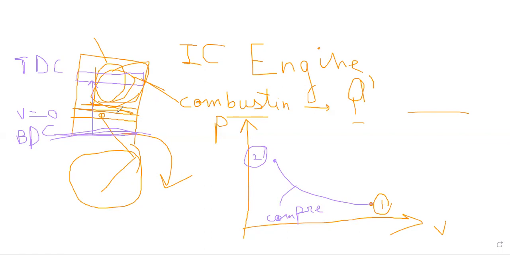In real life, combustion will take some time, and heat will not be released in an instantaneous way. But because it's so fast, we can model the combustion process as a process at constant volume. So from 2 to 3, we have a big rise in pressure and of course in temperature at constant volume. You can model combustion of the mixture of air and fuel as an instantaneous increase in pressure at constant volume.